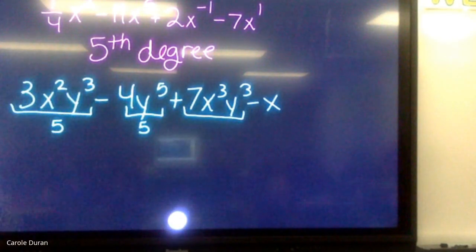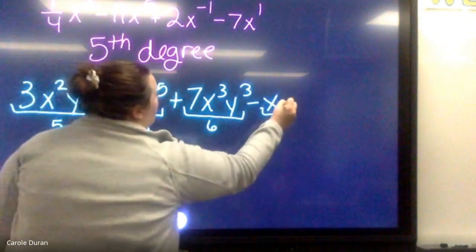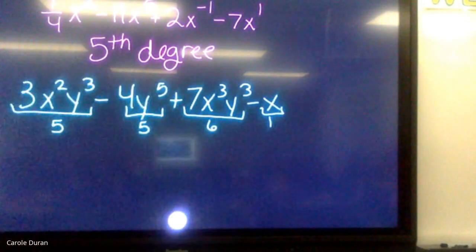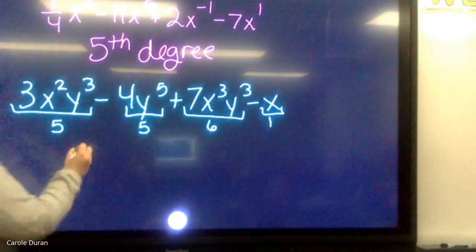That's a 6. 3 and 3 is 6. And then this one is a 1. So what is the highest degree term combination I have? 6. So this would be a 6th degree polynomial.